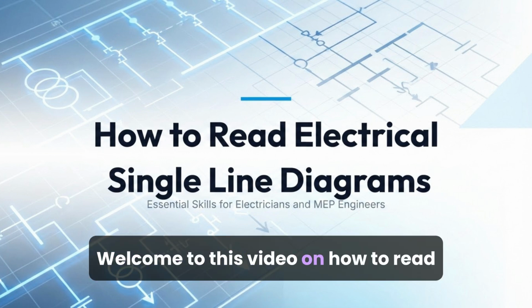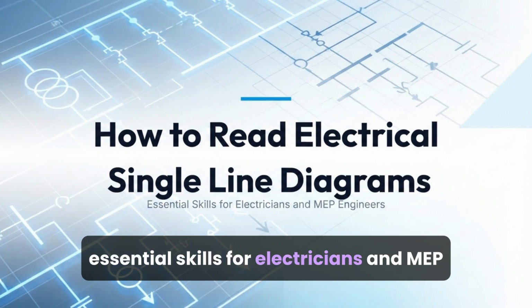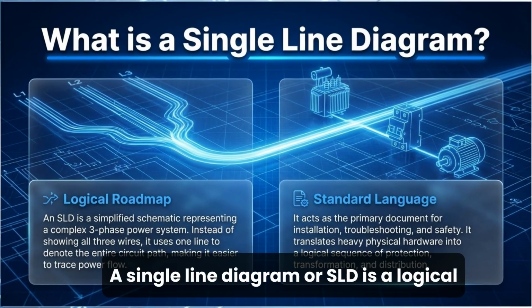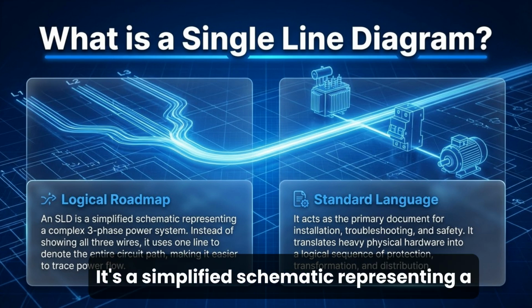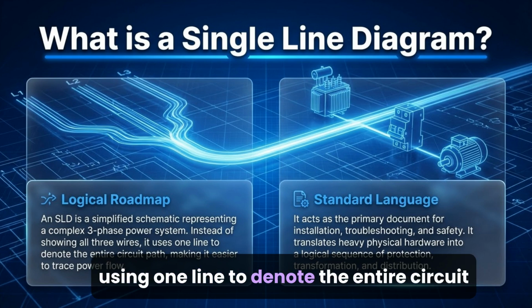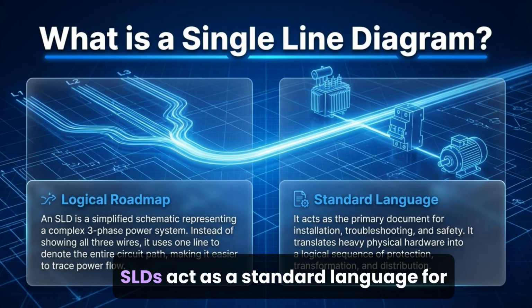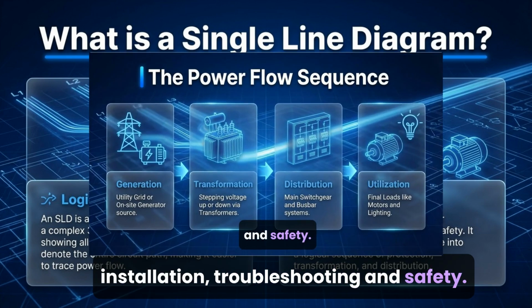Welcome to this video on how to read electrical single-line diagrams, which are essential skills for electricians and MEP engineers. A single-line diagram, or SLD, is a logical roadmap. It's a simplified schematic representing a complex three-phase power system, using one line to denote the entire circuit path. SLDs act as a standard language for installation, troubleshooting, and safety.